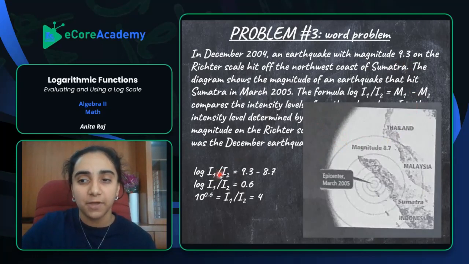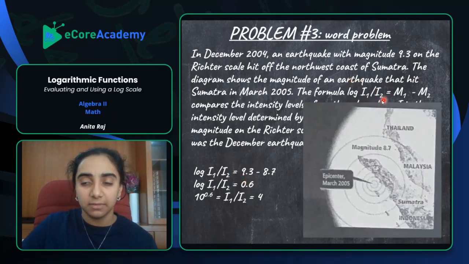So let's use the formula we've been given, which is log of I1 divided by I2 is equal to, well, we're trying to take the magnitude of the first earthquake minus the magnitude of the second earthquake. So we're taking the magnitude of 9.3, which is the December earthquake, minus the magnitude of 8.7, which was the March earthquake. We subtract those, 9.3 minus 8.7 is 0.6. So the log is equal to 0.6.